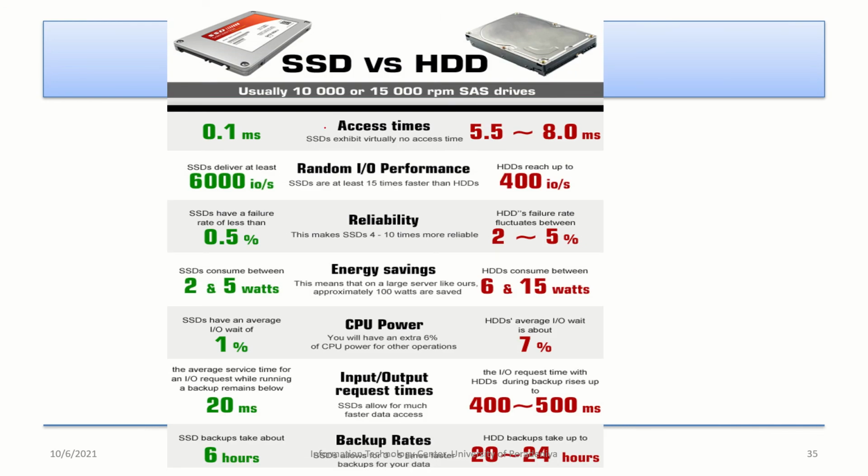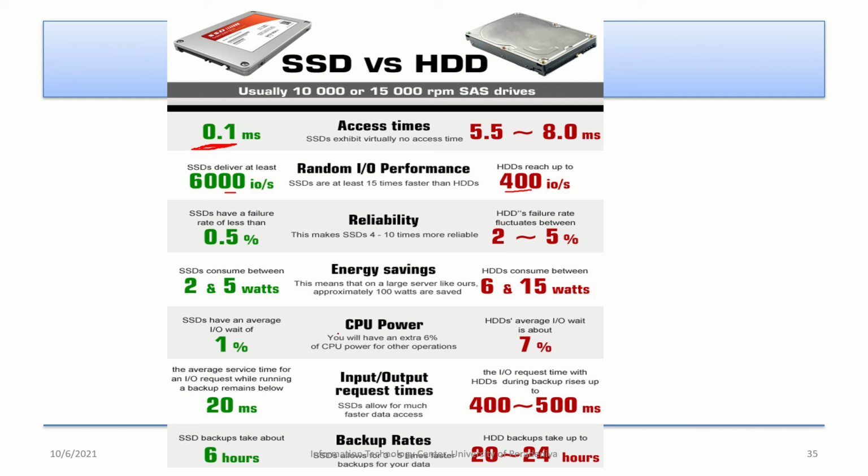In addition to that, we can compare the access time. I told you that SSD is much faster than the HDD. So the access time is 0.1 millisecond, and here it goes to 5.5 to 8.0. And then the random input output performance. This is the performance of SSD, and this is the performance of HDD. So this is the comparison between SSD and hard disk drive.